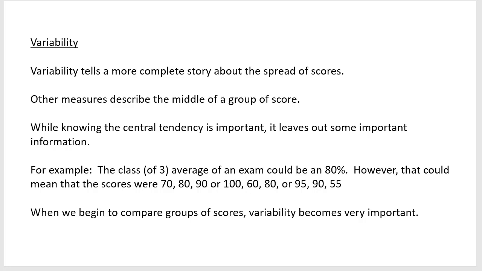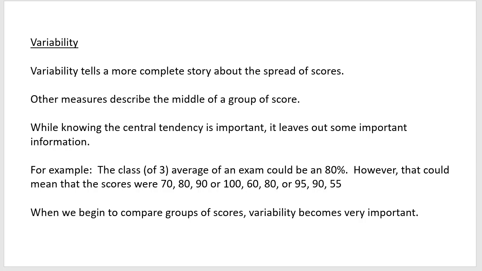Let's say that we have a class which only has 3 people in it for the sake of making the example small. Let's say that we have a class of 3. The average of the exam could be 80%. And let's say that there are 3 classes and they all have an average of 80%. But that means that some of the scores could be 70, 80, and 90. Those could be the 3 scores and still average to 80. We could also have scores that are 100, 60, and 80, and they still average to 80. Or we could have 95, 90, and 55.